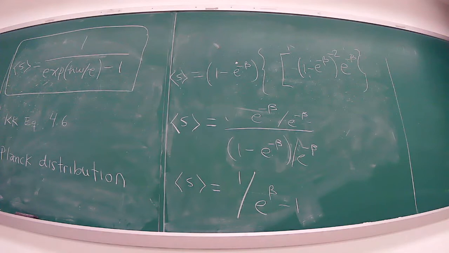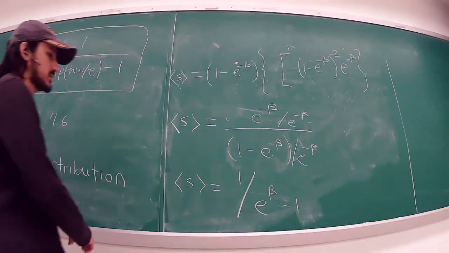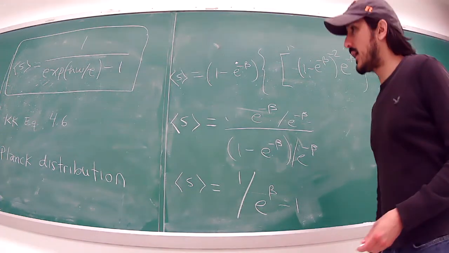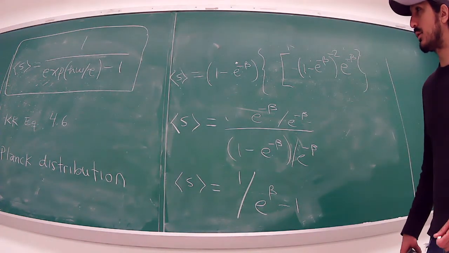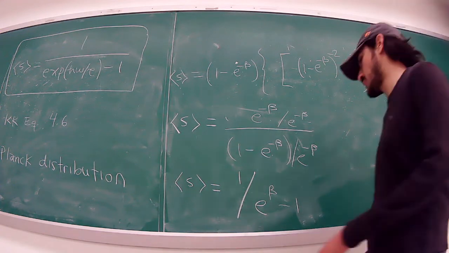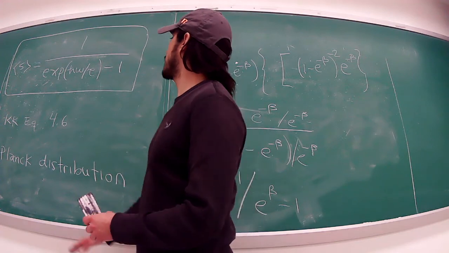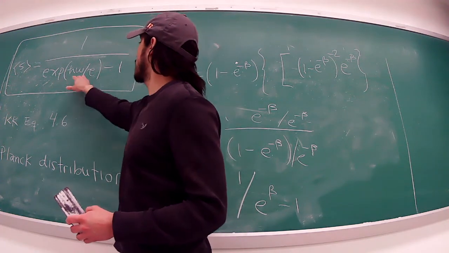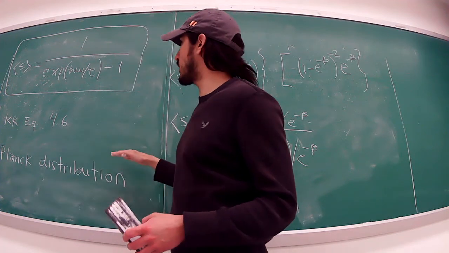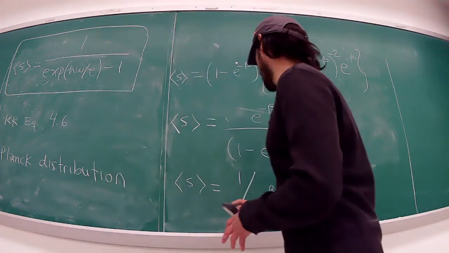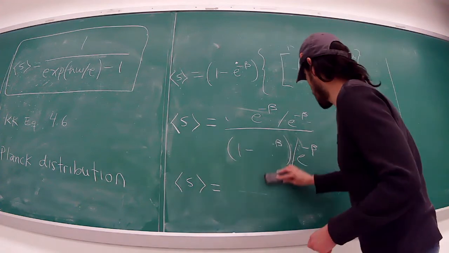So this is called the Planck distribution. Like the Boltzmann distribution is kind of foundational in thermodynamics. And if you look at it, it's not actually a distribution. It's just the expectation value. But if you plot it on this axis, h bar omega divided by tau, you will get something that looks like a distribution.